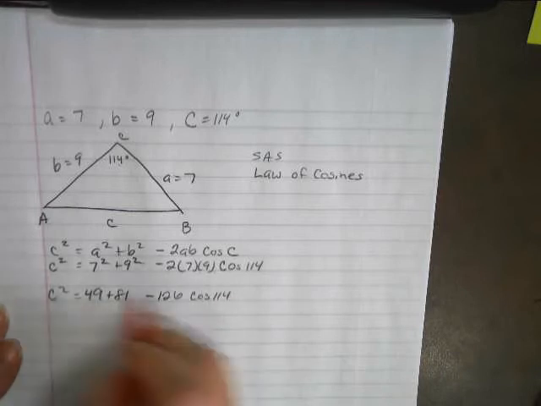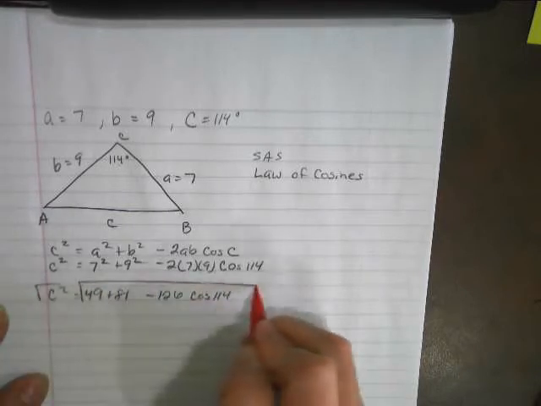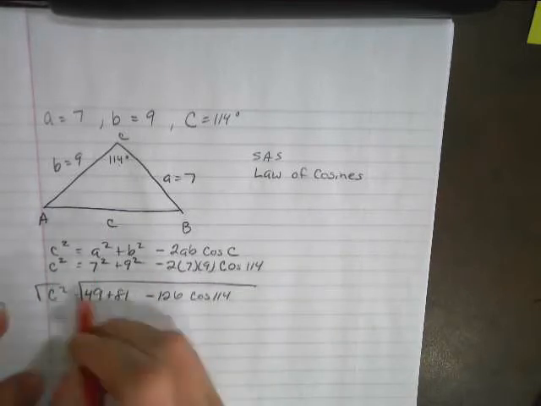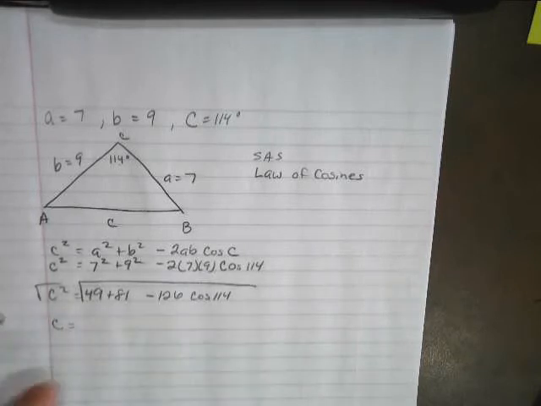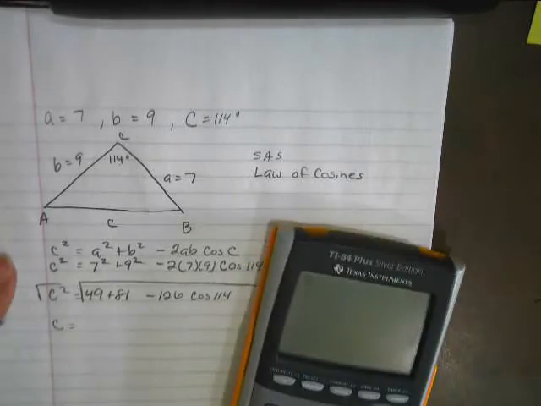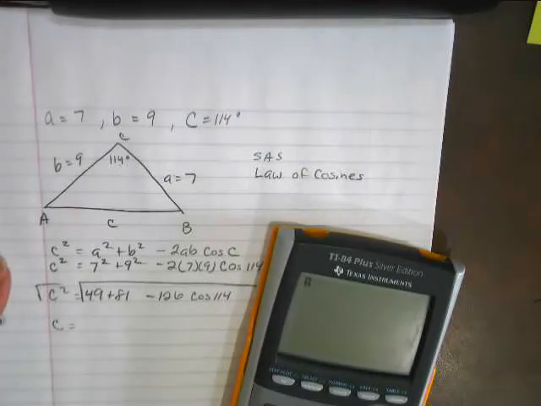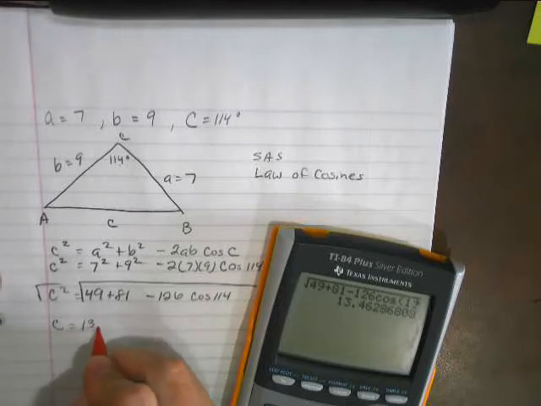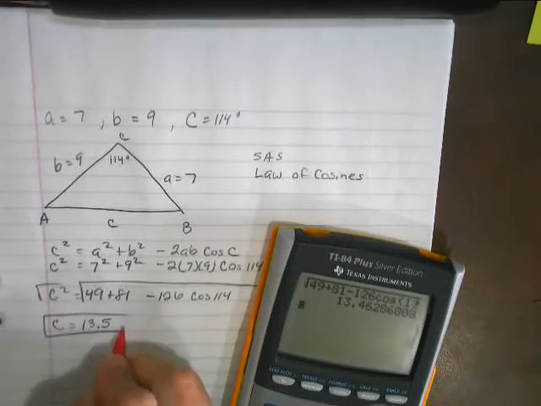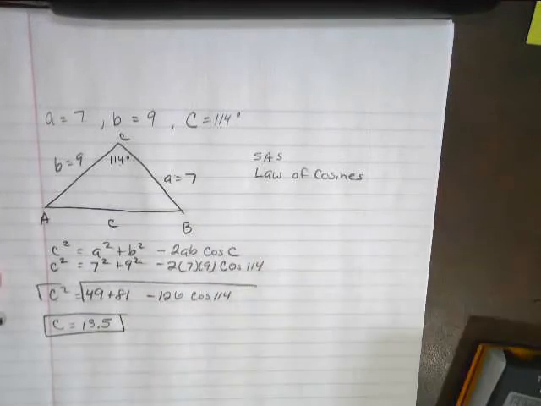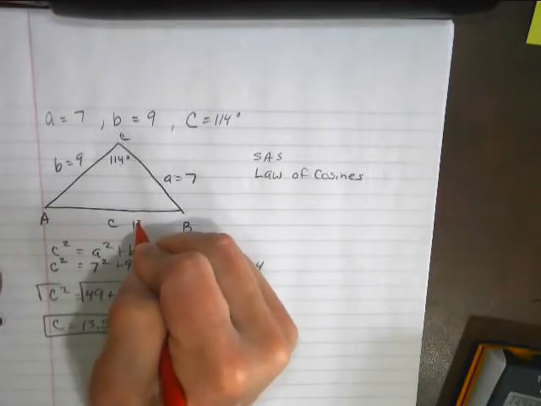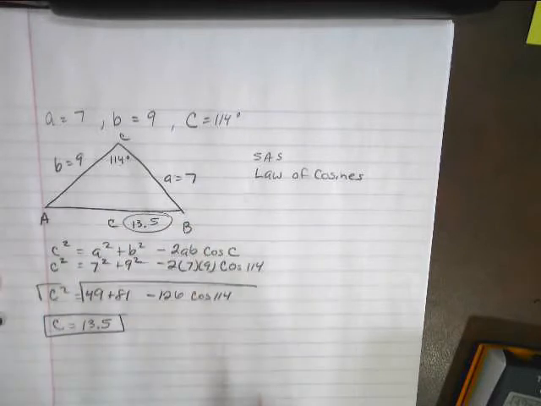And then take the square root of both sides. Since we're talking about a side length, we use the positive square root. Now we could simplify this more, but I'm kind of lazy. I'm just going to put it in my calculator like that. So the square root of 49 plus 81 minus 126 times the cosine of 114 gives me an answer of approximately 13.5. So we just figured out that C is a length of 13.5.